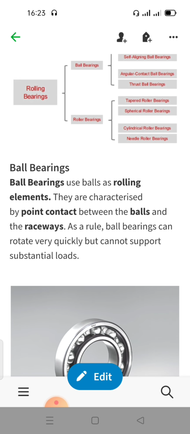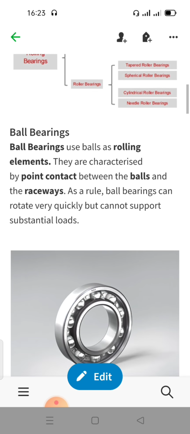So what is ball bearing? Ball bearings use balls as rolling elements. They are characterized by point contact between the ball and the raceways. As a rule, ball bearings can rotate very quickly but cannot support substantial load. So what it means is, a bearing has one inner race and one outer race. There are two raceways, and between them balls are sandwiched.